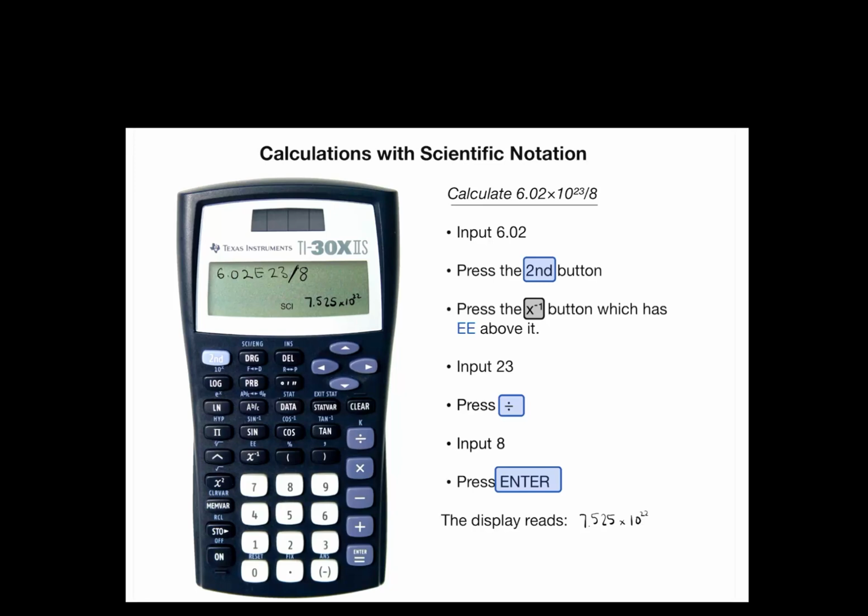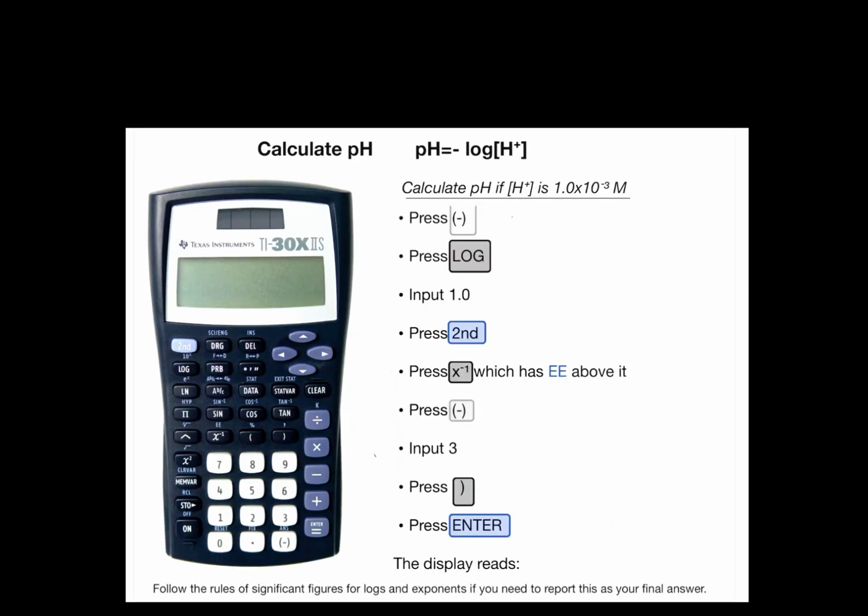The next calculation to be demonstrated is using log functions. I'll use a log function in order to calculate pH. The equation is pH is equal to the negative log of the hydrogen ion concentration. I want to calculate the pH if the hydrogen ion concentration is 1.0 times 10 to the minus 3 molar. Since the equation starts with a negative, that's the first thing I need to enter. The negative is found down here below the 3.